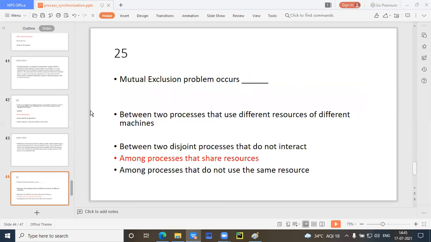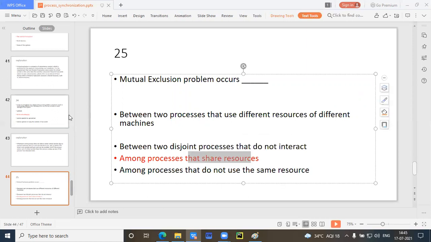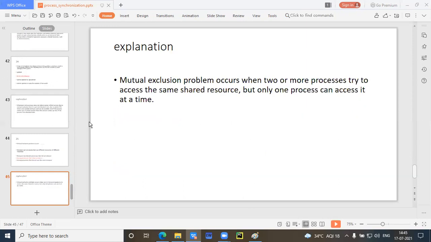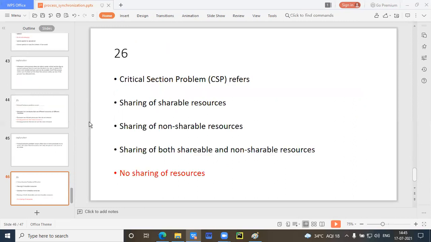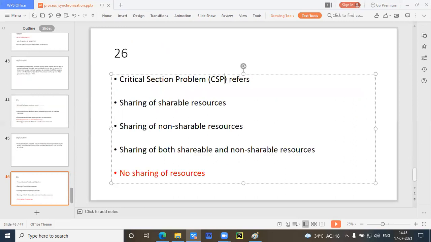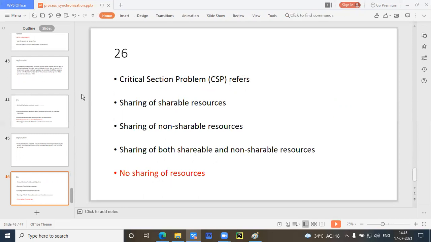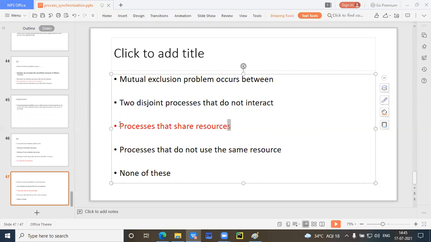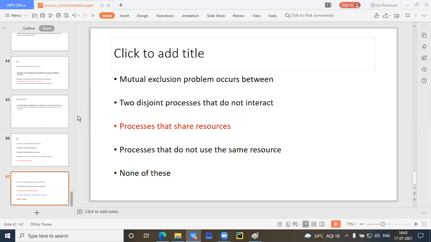The mutual exclusion problem occurs among processes that share resources, but only one process can access at a time. The critical section problem, that is CSP, refers to what? It is not the absence of sharing of resources. Critical section problems occur between processes that share resources.